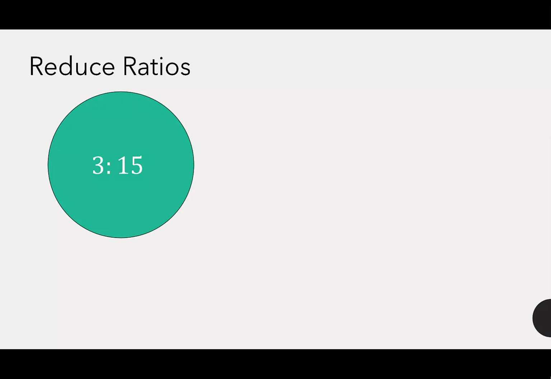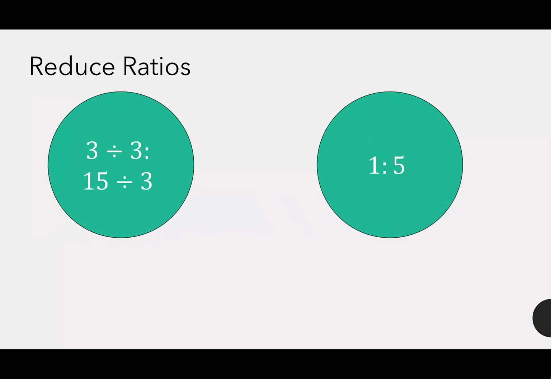As an example, I have a ratio of 3 to 15. Both 3 and 15 are divisible by 3. So I can write my ratio as 3 divided by 3 to 15 divided by 3. We can simplify that as 1 to 5.